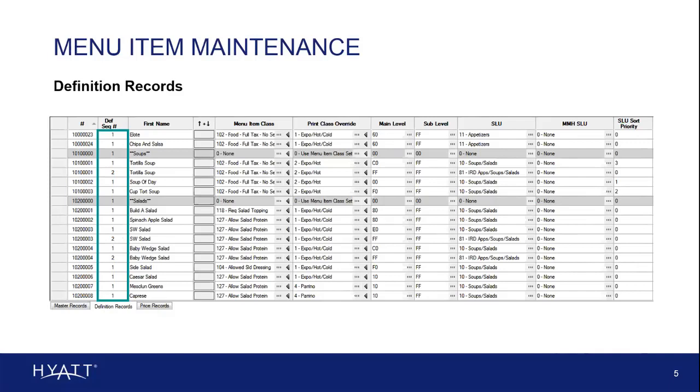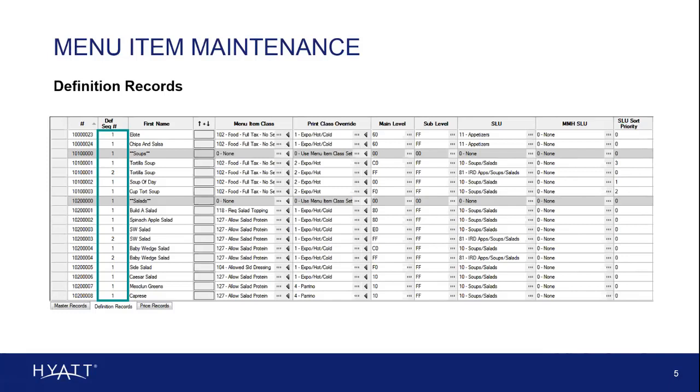And the reason for having more than one definition under one master is that if something is different. In this case, if you look all the way over to the SLU column, you'll notice that the second tortilla soup, the second Southwest salad, and the second baby wedge salad each have a different SLU assigned.